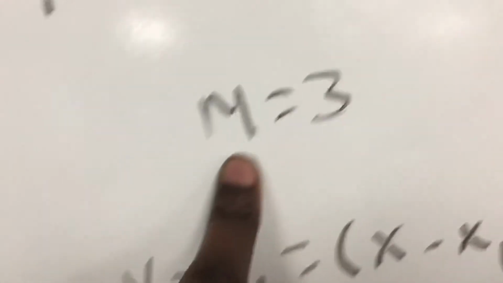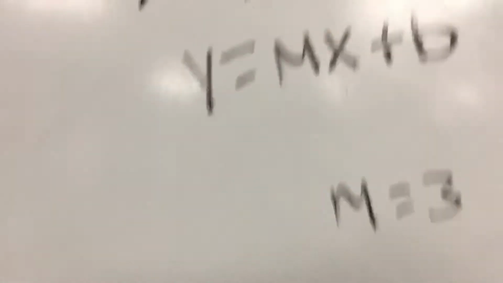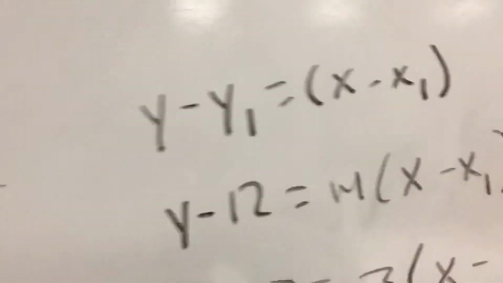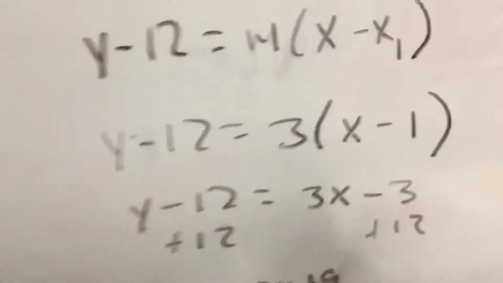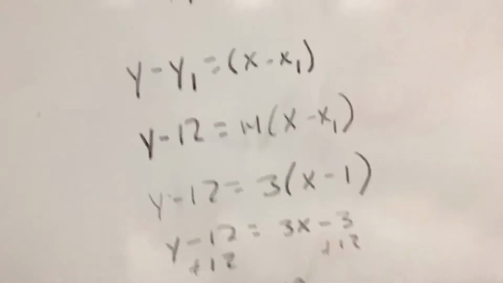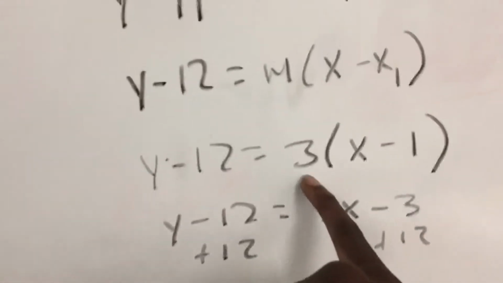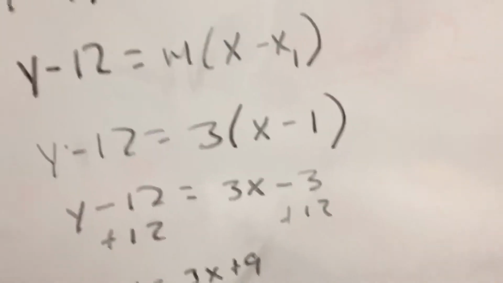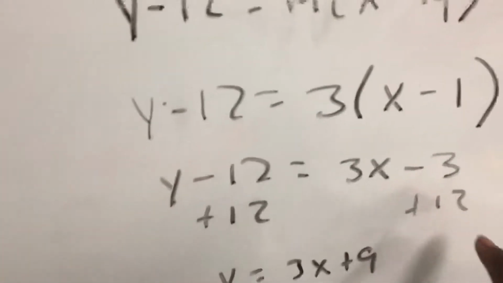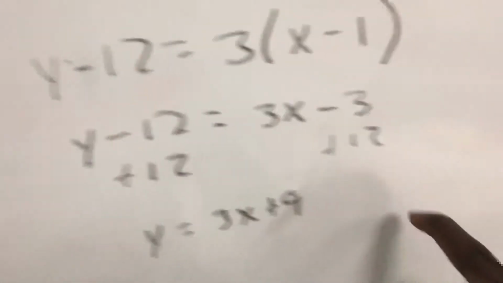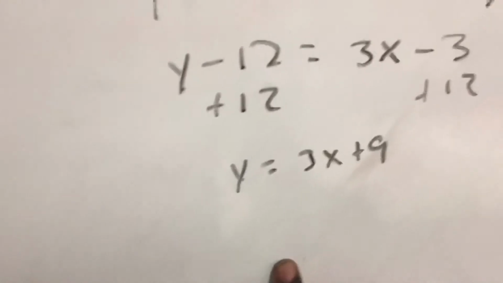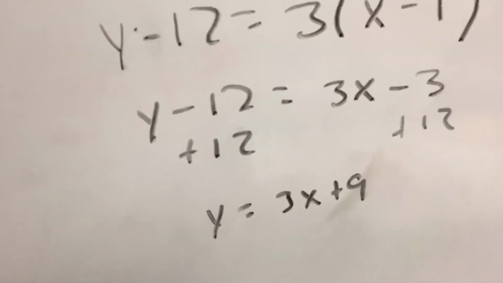And then you just plug that in for m into the y minus y1 equation. So this is where the coordinates come into play. y minus 12 equals m times x minus x1. Then once you get that, you distribute the 3 times x minus 1, which gets you 3x minus 3. Then to get y by itself, you add the 12 on this side, and that's where you get your equation, y equals 3x plus 9.